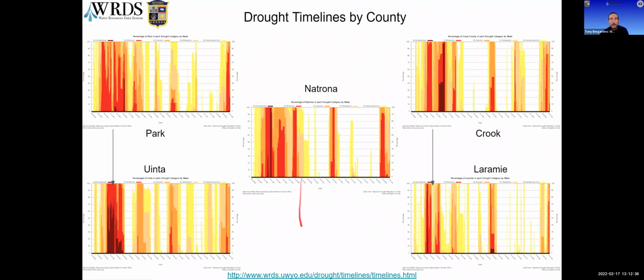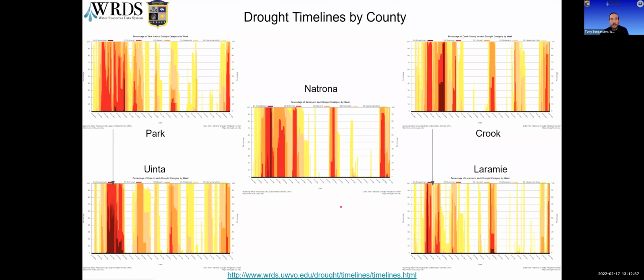So this is showing a little bit finer grain of these drought timelines. There are only 5 maps here and we've got 23 counties, but the 4 here in the corner are the 4 corner counties of the state, plus one sort of in the middle, Natrona County, to get a little bit of an idea of how much things change around the state.